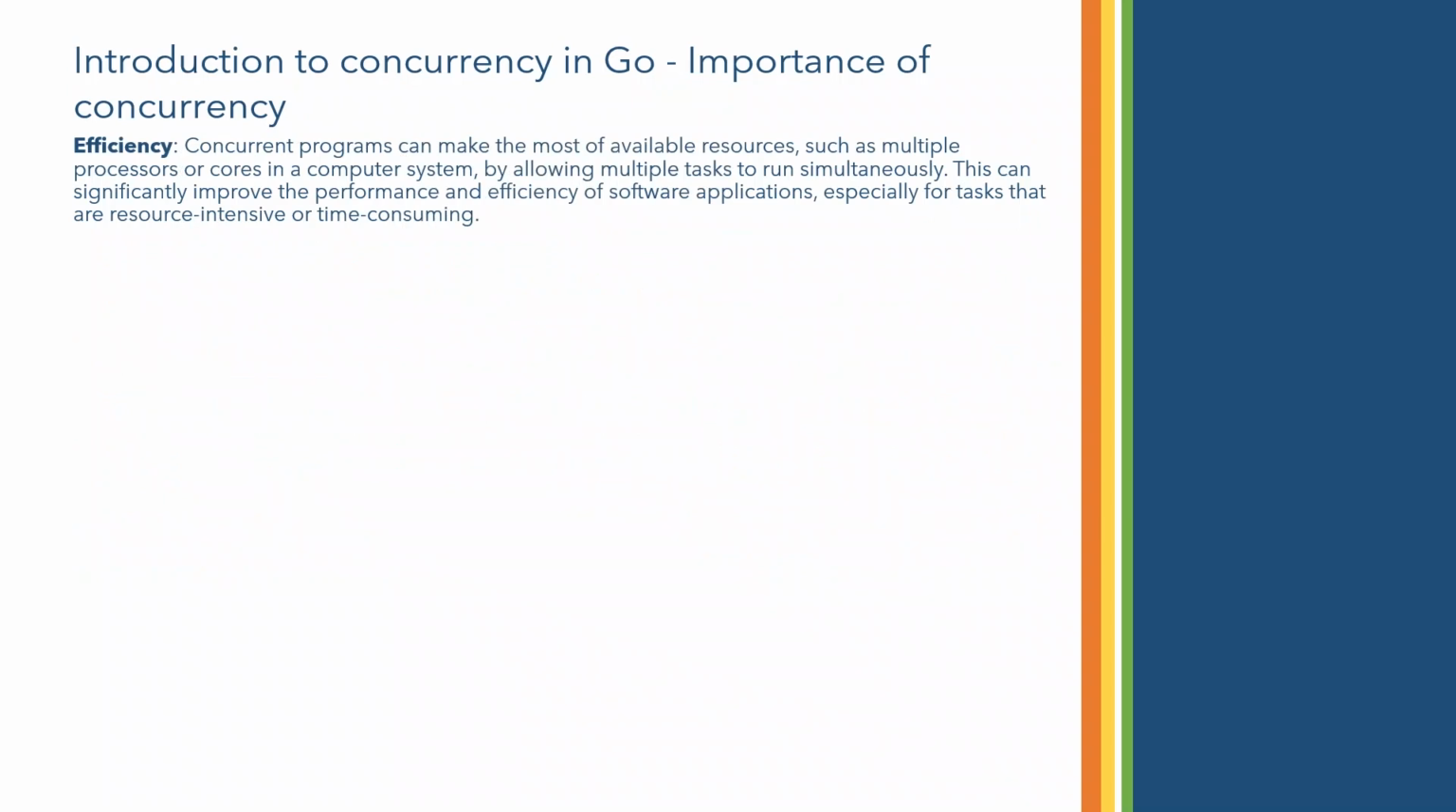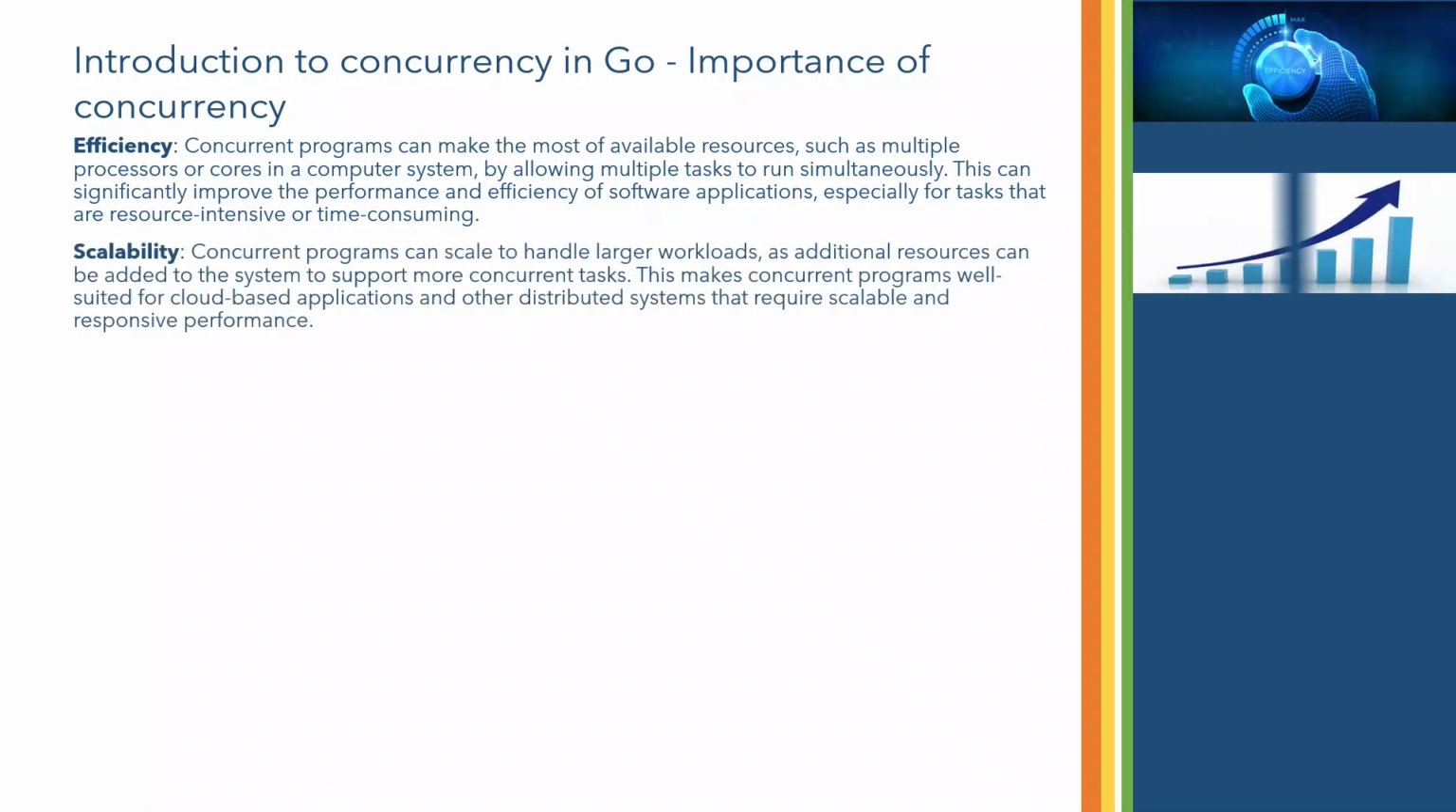Efficiency. Concurrent programs can make the most of available resources, such as multiple processors or cores in a computer system, by allowing multiple tasks to run simultaneously. This can significantly improve the performance and efficiency of software applications, especially for tasks that are resource intensive or time consuming.